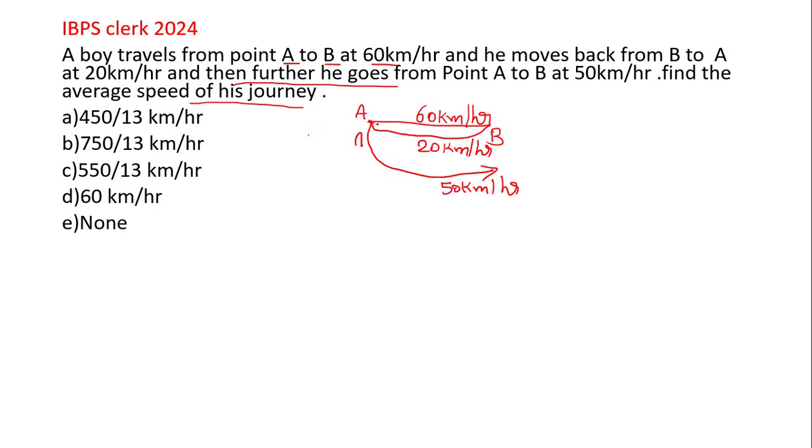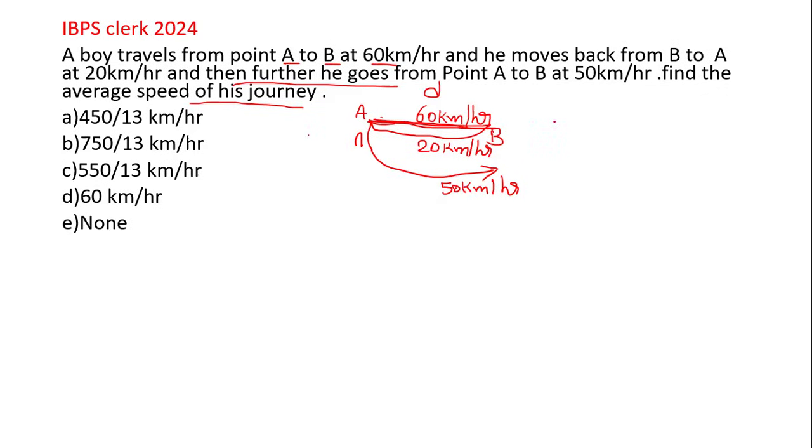One very important thing to understand: from A to B, the distance is the same. It means it is constant. So let's say the distance is d. He traveled a total of three times: first time d, then second time he came back d, and again a third time d. So we'll go with the first method, that is the traditional method.